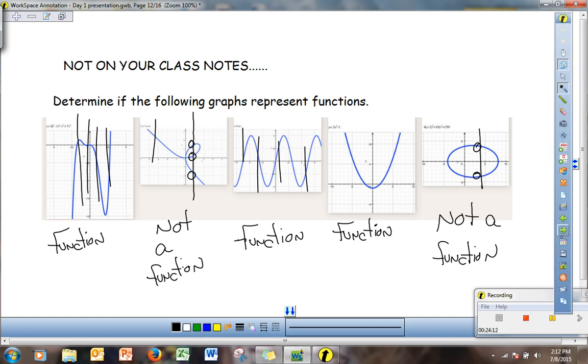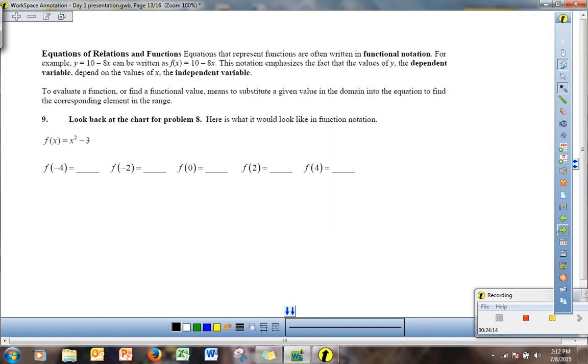Now my last little piece, I need to review with you because you've seen it before in algebra. Need to review with you what's called function notation. We did problem number 9 already. If you look back on your number 8, I gave you y equals x squared minus 3.